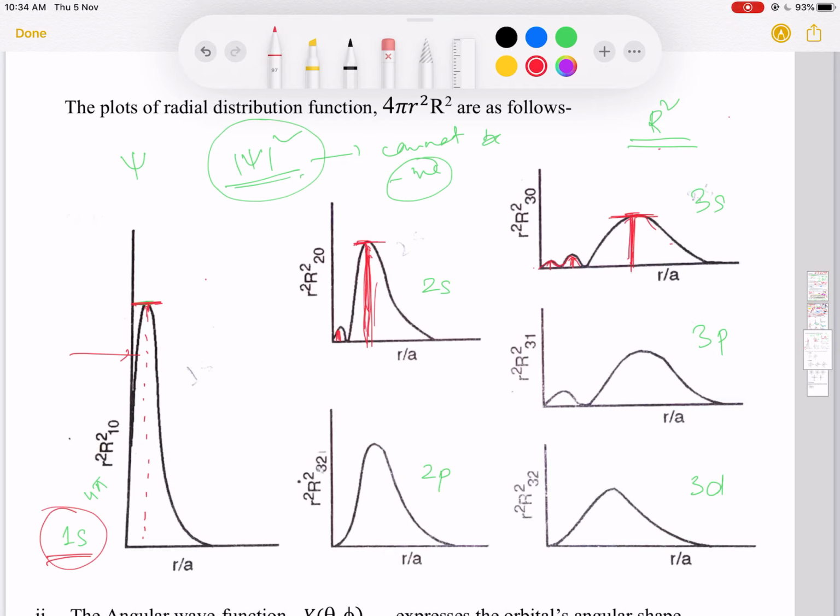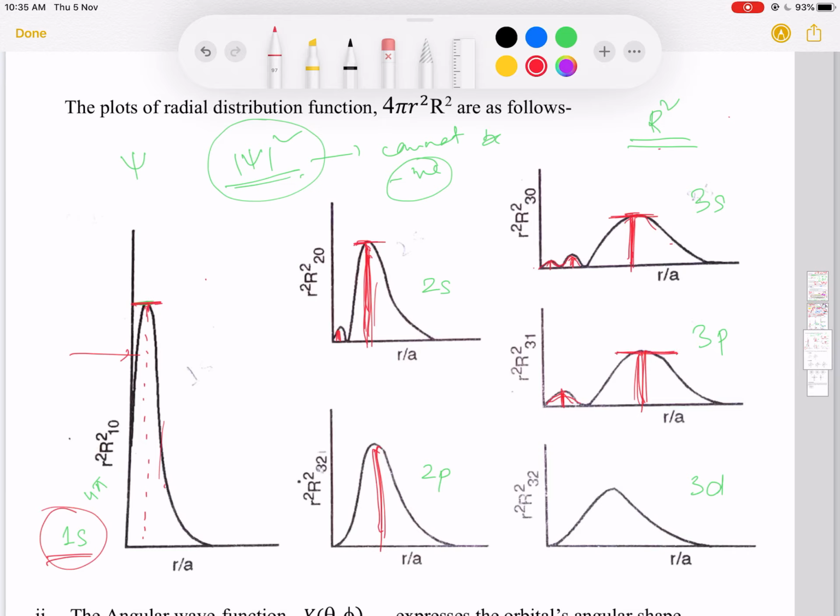Okay, so for 2p it will be like this. For 3p, similarly, we have 2 peaks. Say 1s has 1, 2s has 2, and 3s has 3. Similarly for 2p we will have 1, and for 3p it will be 2 peaks. Now see these peaks, they're not steep. They're broad peaks, meaning the altitude decreases.